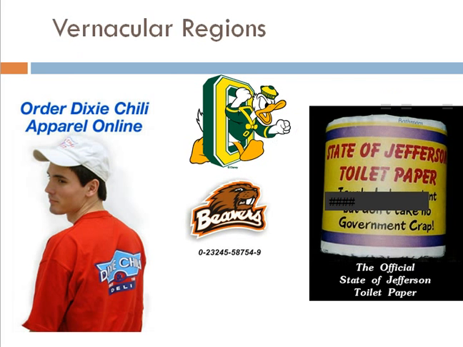And the third type of region is vernacular regions. Vernacular regions are kind of fun, and a little difficult to describe because they just exist in people's belief system. In Southern Oregon and Northern California, there's an area of those two states that people consider a separate region, the State of Jefferson. You might see State of Jefferson shirts. Here's State of Jefferson toilet paper.